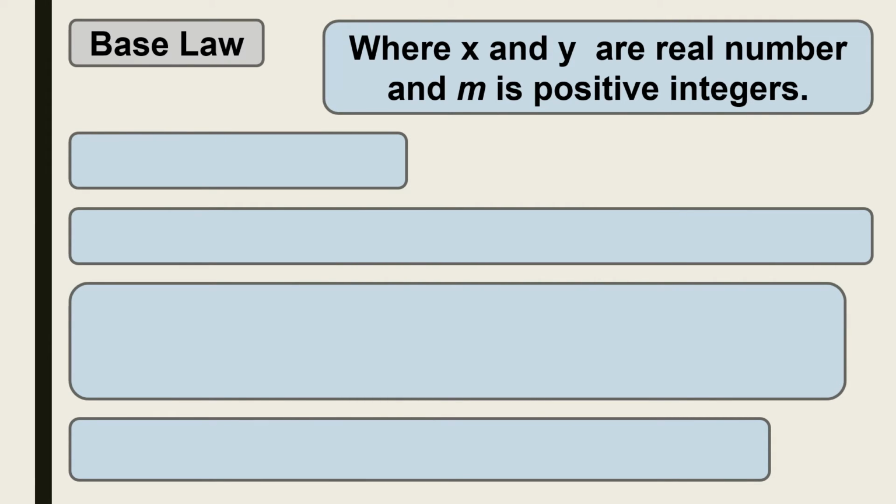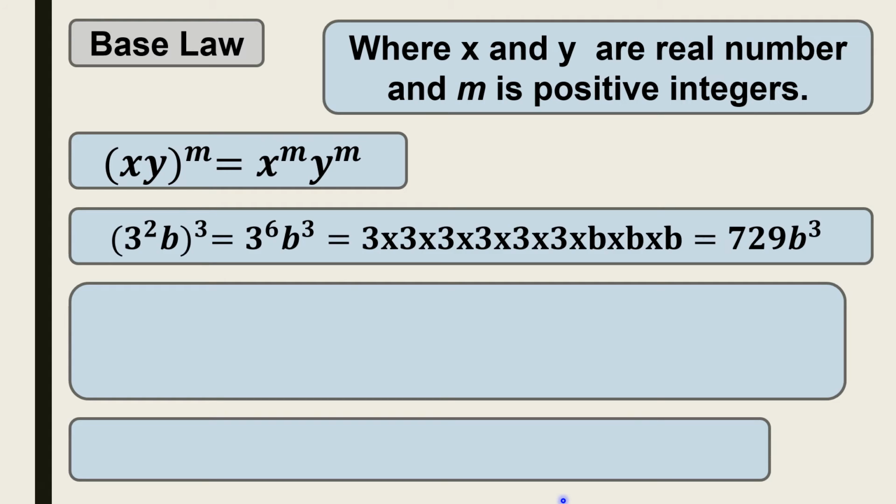Where x and y are real numbers and m is a positive integer. So x and y raised with a parenthesis raised to m equals x^m and y^m. As you may see here, there is a distribution. So 3 raised to the second power, 3 squared, you just multiply 2 times 3, that is 6. And b, there is an invisible 1 here, and 1 times 3 equals b cubed. So as you may see here, the simplified form of this is 729b cubed.